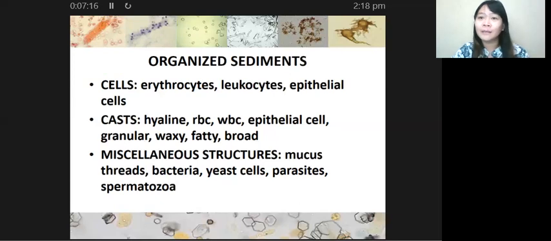Energy level naman dyan. O baka mamaya inaantok ka ha, huwag kang antukin kasi importante po ito.